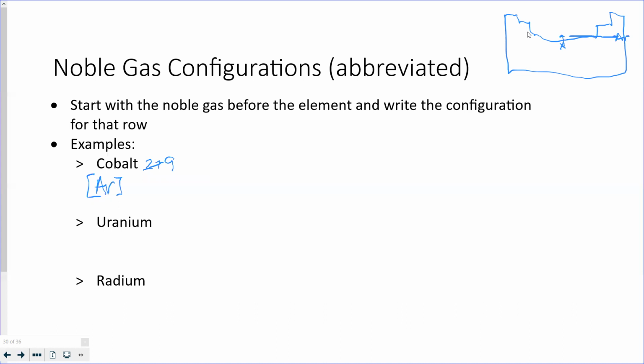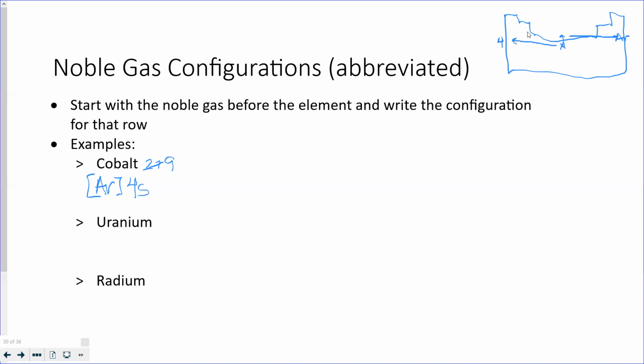The hardest part comes next: figuring out how to start the rest of your configuration, because that argon takes the place of all the beginning stuff of the 1s2, 2s2, 2p6. So you want to figure out what row of the periodic table cobalt is on. This is on the 4th row of the periodic table, so we are going to start with 4s. Whether you use the periodic table way or the diagonal way, we're going to start with 4s.